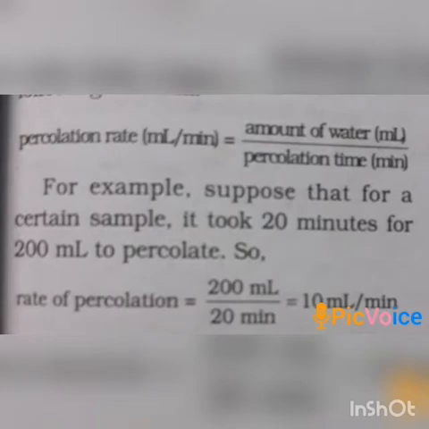Okay children. Now, what did I say is the formula for percolation rate? Amount of water divided by percolation time. Now, for example, suppose that for a certain soil sample, whatever different type of soil sample it may be, it took 20 minutes for 200 ml to percolate.